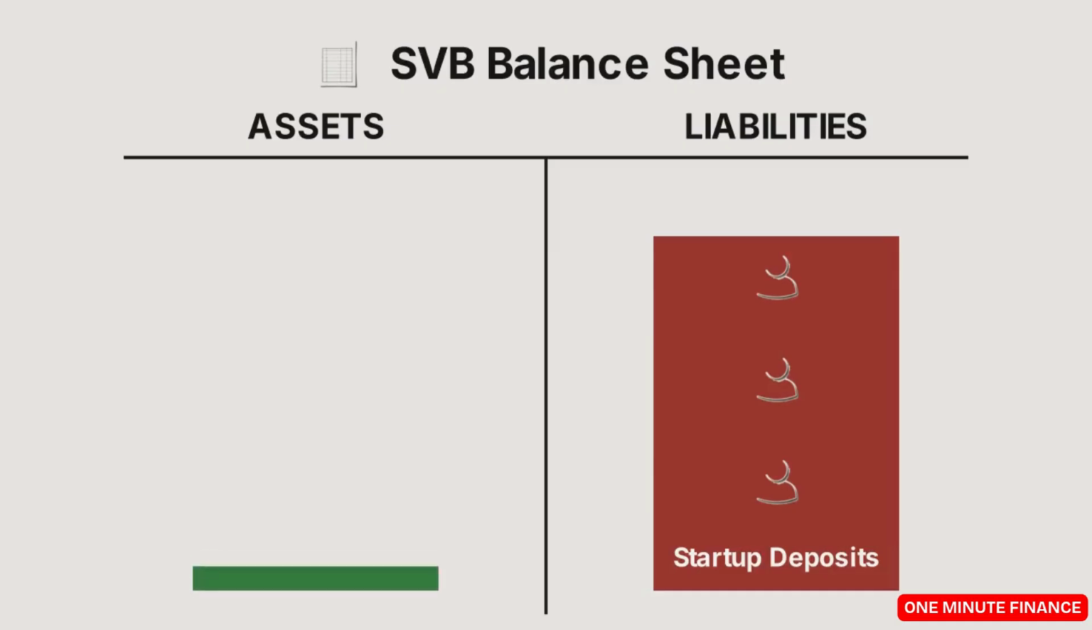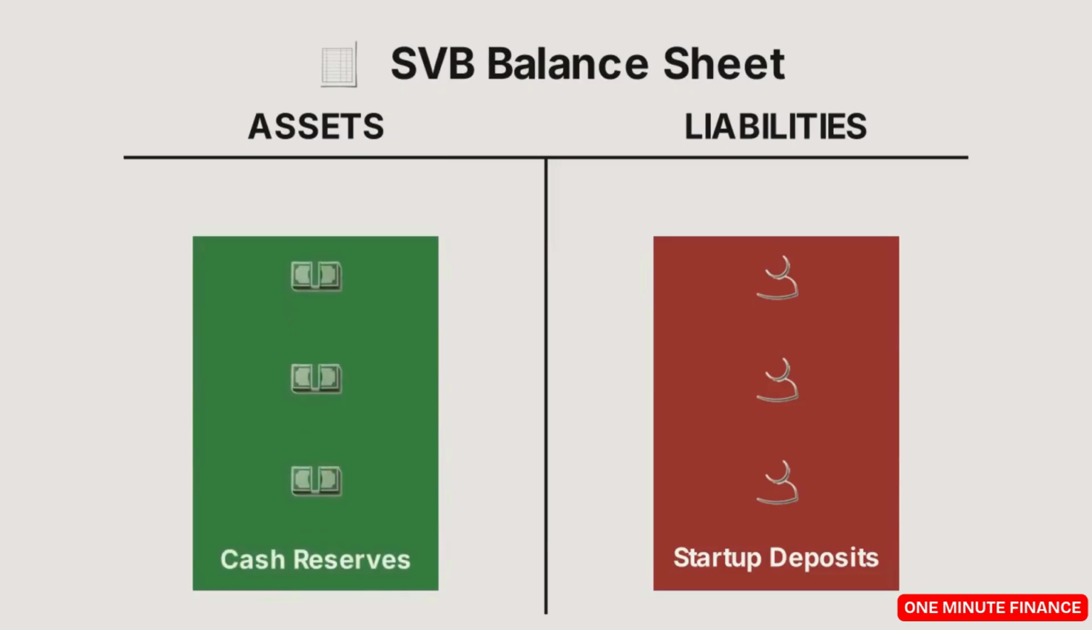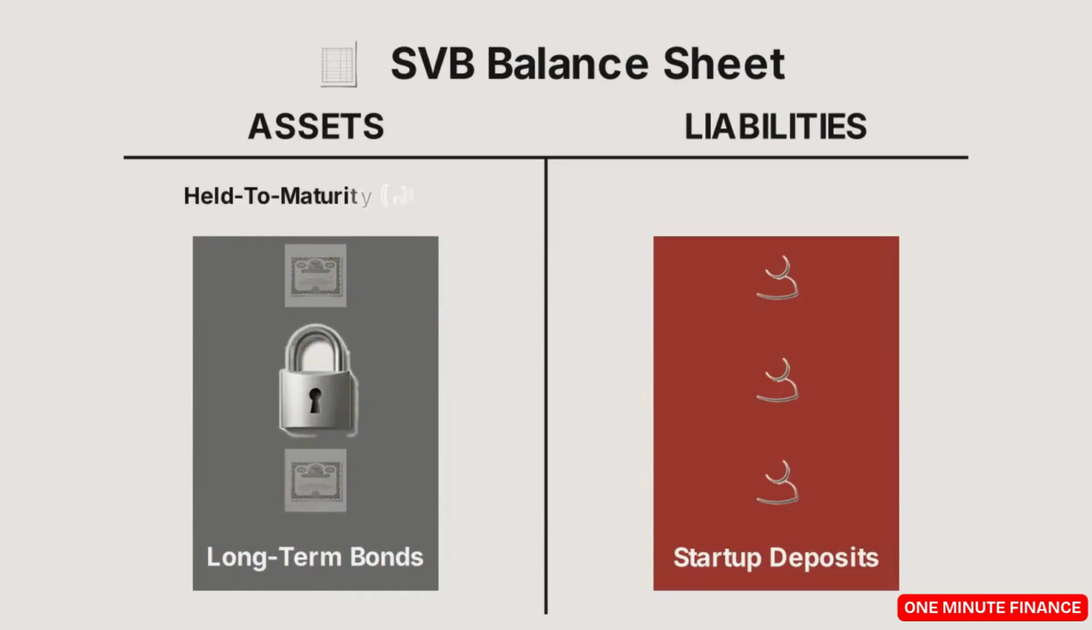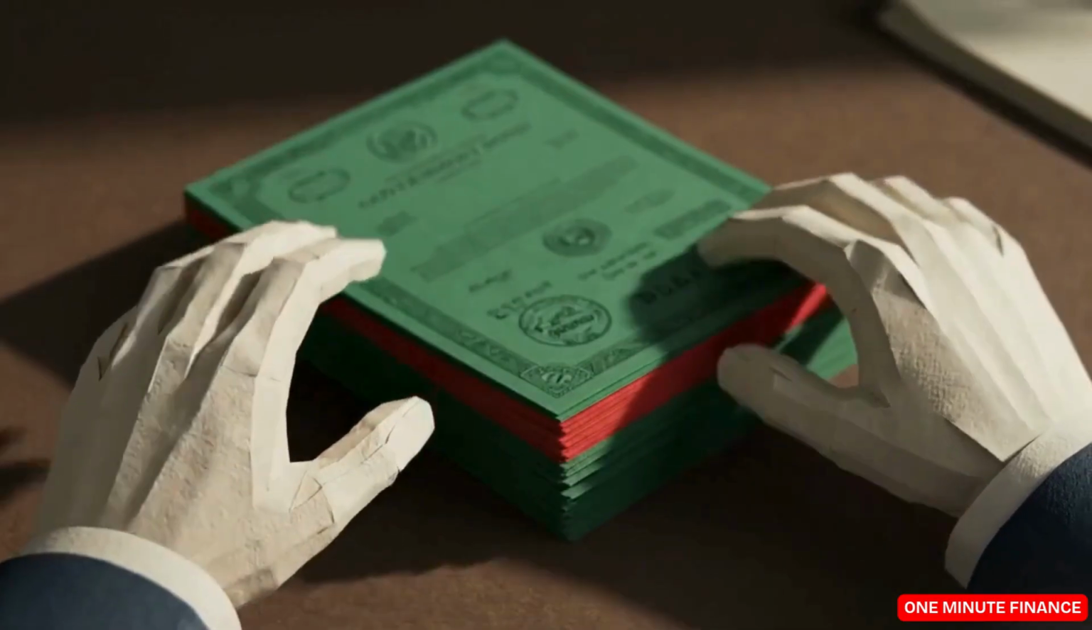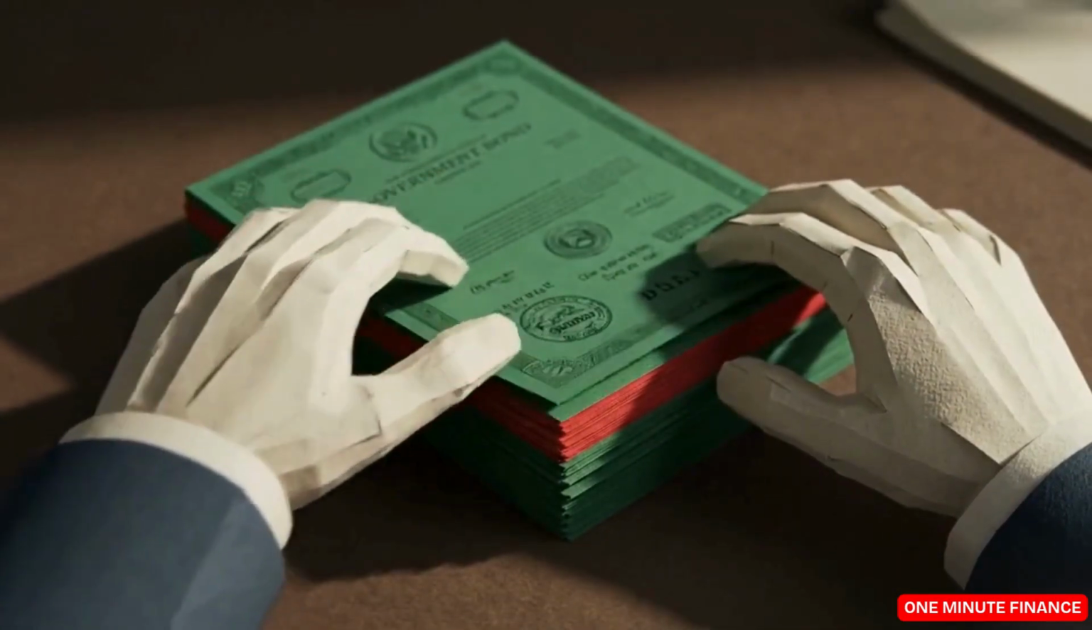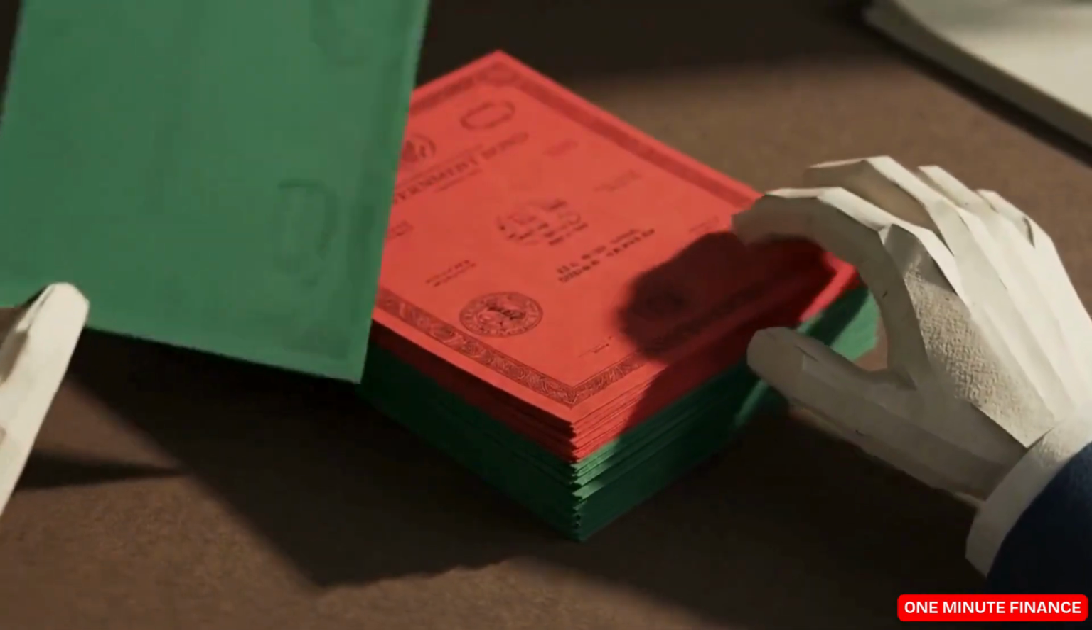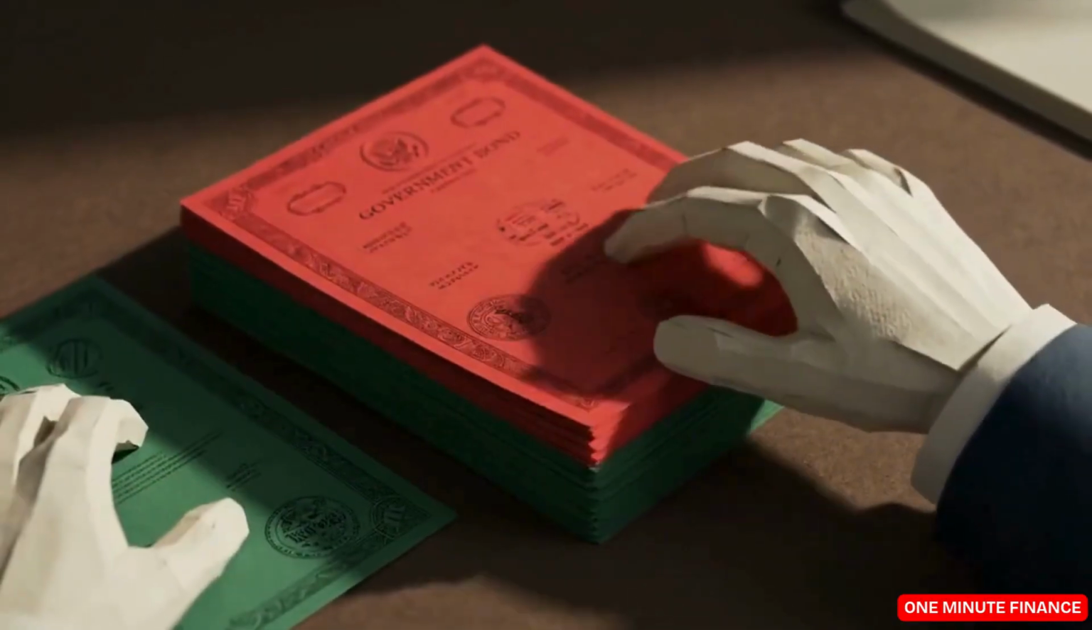SVB could not find enough traditional loans to absorb this massive influx of cash. To generate a return, they converted those cash reserves into long-term government bonds. These were classified as held-to-maturity, or HTM, bonds. HTM is an accounting category for assets a bank intends to keep until they pay out entirely, which legally shields their paper value from daily market fluctuations. Even the safest assets in the world, like U.S. government bonds, become a fatal vulnerability if the bank's duration mismatch is too extreme.